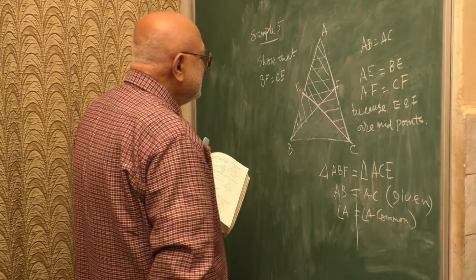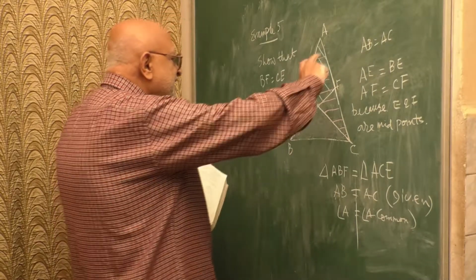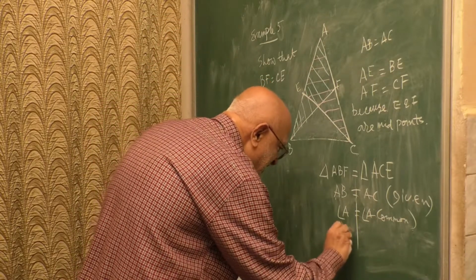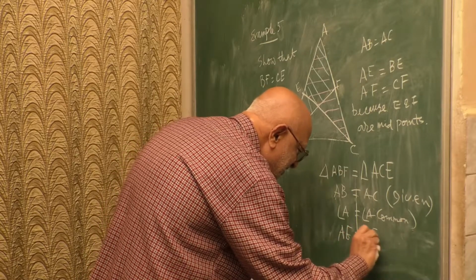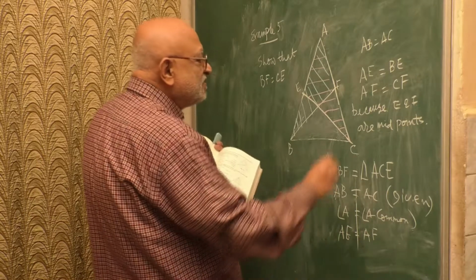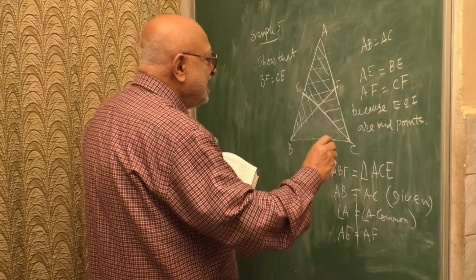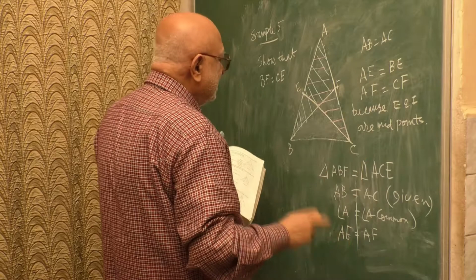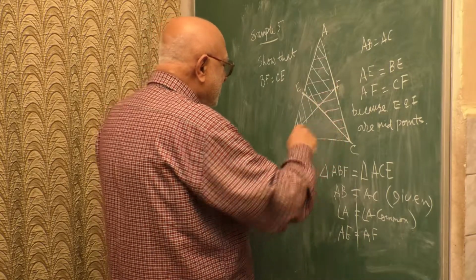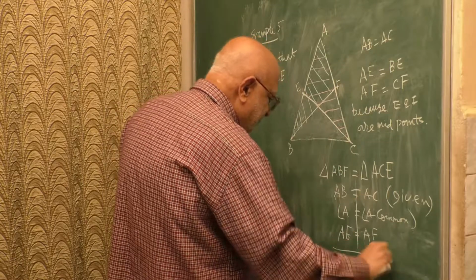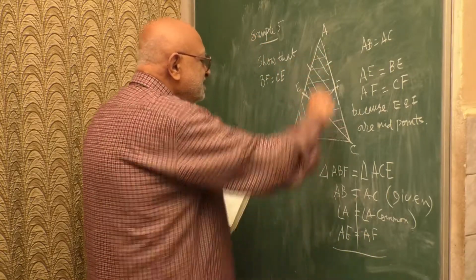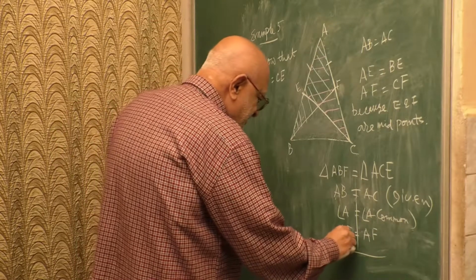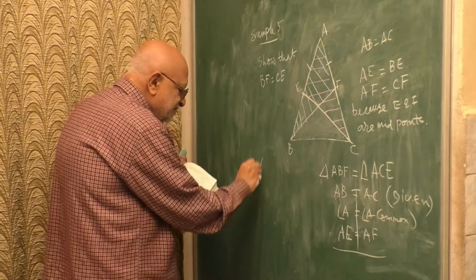Common. And what else is given? AE is equal to AF, that is also given. AE is equal to AF, because this is the half of the same thing I have taken on this side. That means this side and this side are equal. This is of this triangle and this is of this triangle.